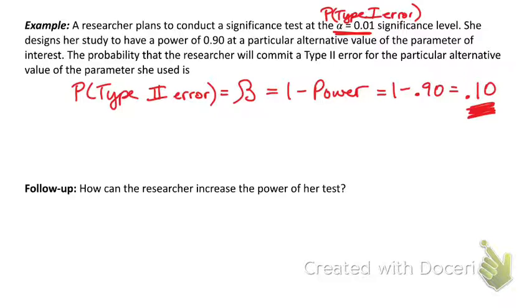Okay. Last question. This is also review. How could the researcher increase the power of her test? She could increase her alpha, or she could increase her sample size. You got it.